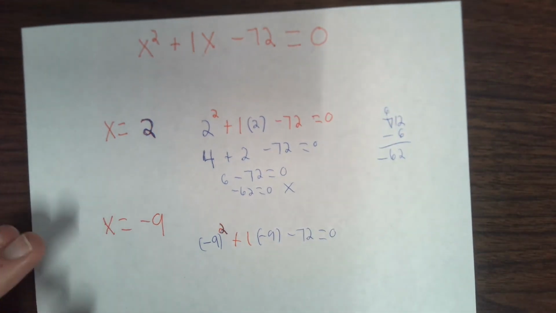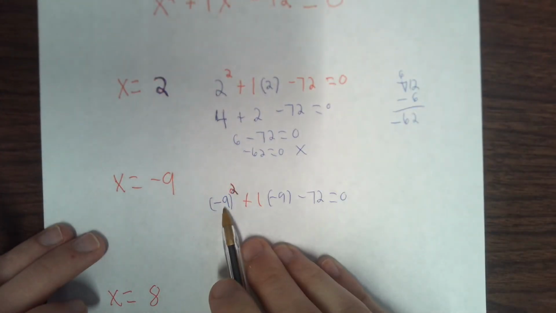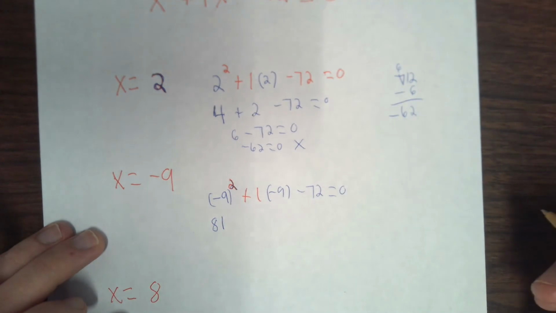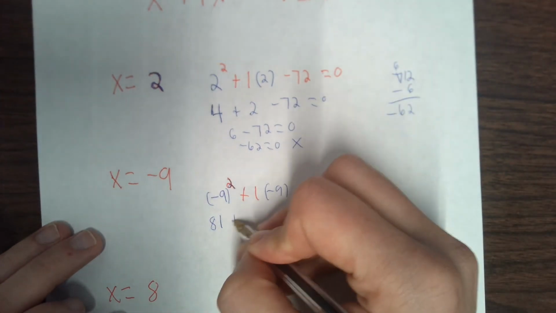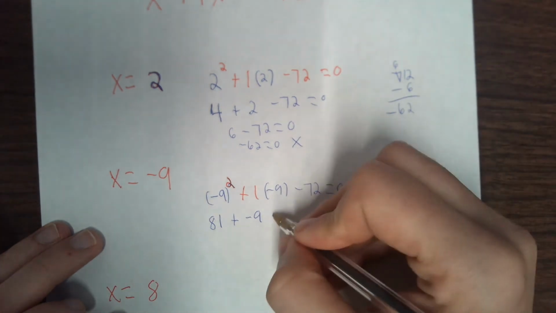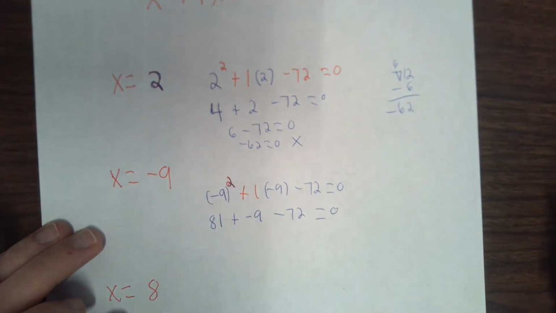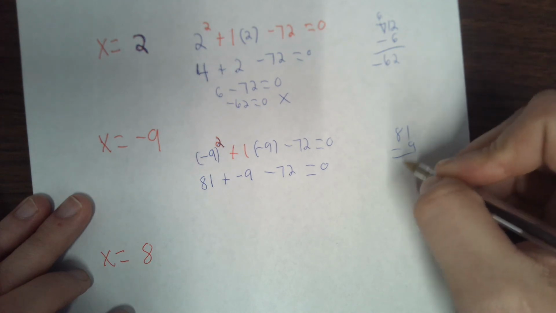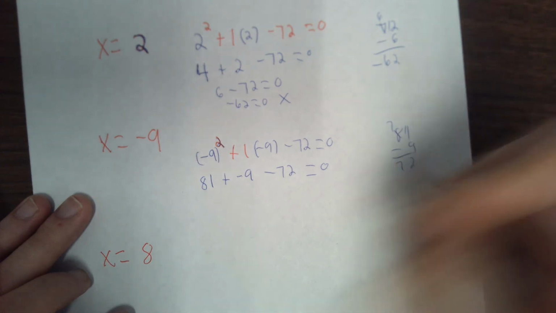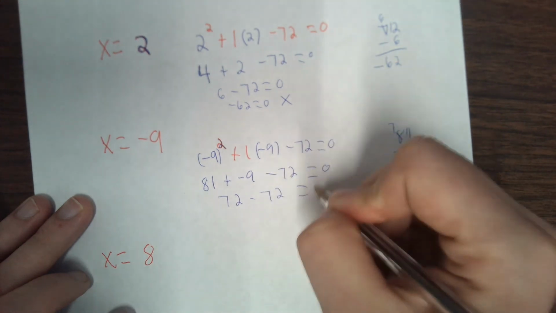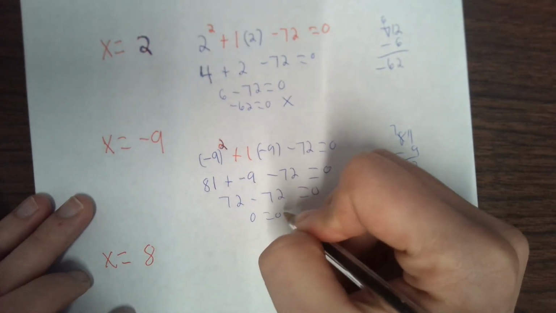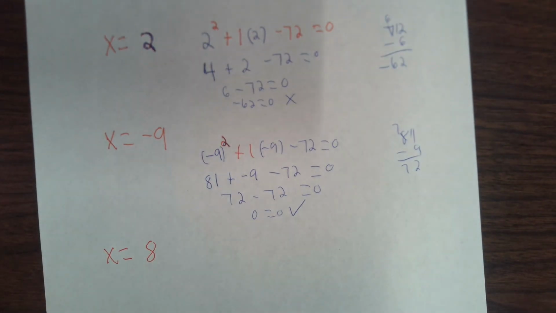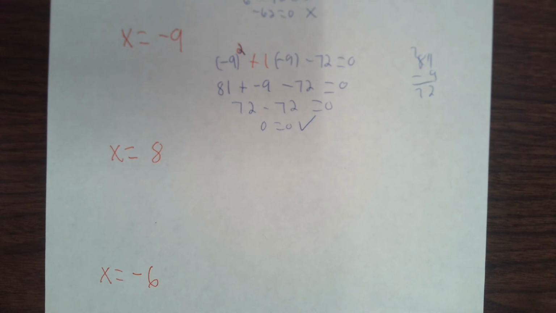Now we're going to evaluate. Remember, negative 9 times negative 9 is positive 81. Okay. 1 times negative 9 is negative 9 minus 72 equals 0. 81 plus negative 9 is the same thing as 81 minus 9, which is, got to borrow, 72. So we have 72 minus 72 equals 0. And oh, look, 72 minus 72 is 0. So we have 0 equals 0. And yes, that works. Now your job, copy this down, and then your job is to find it for x equals 8 and x equals negative 6.